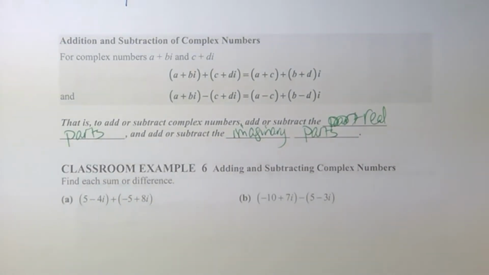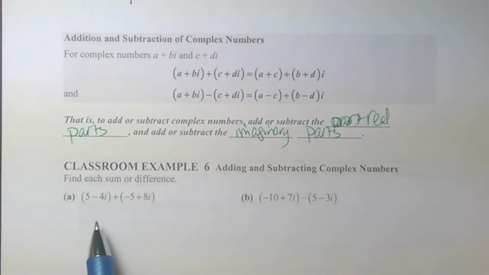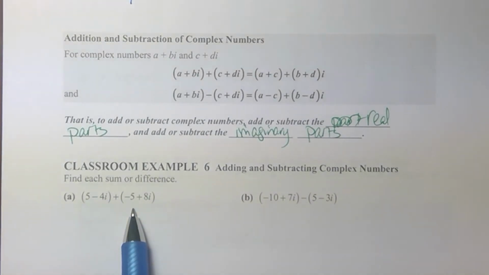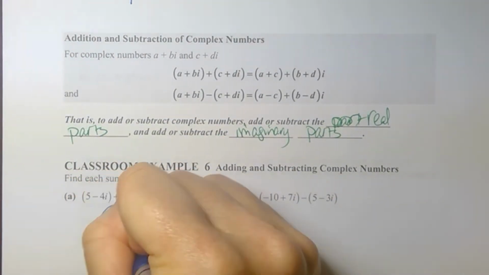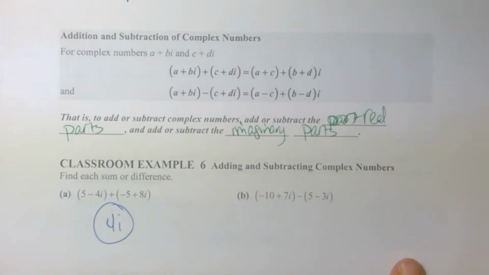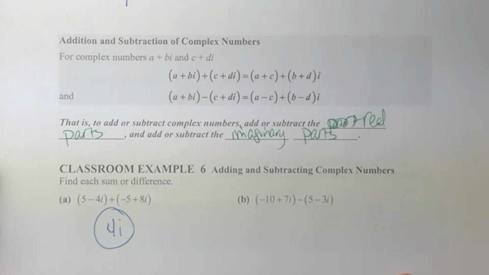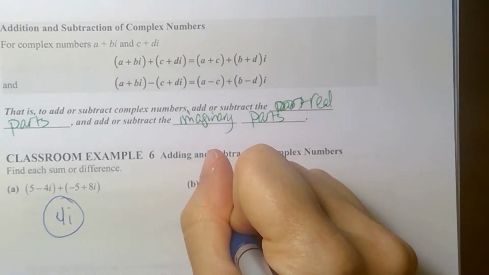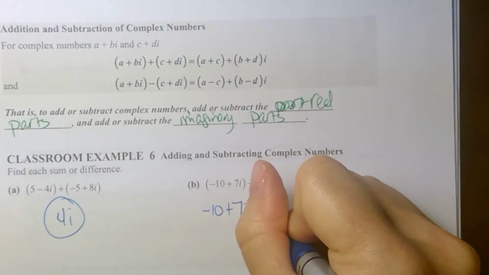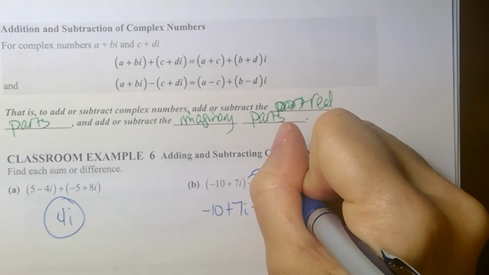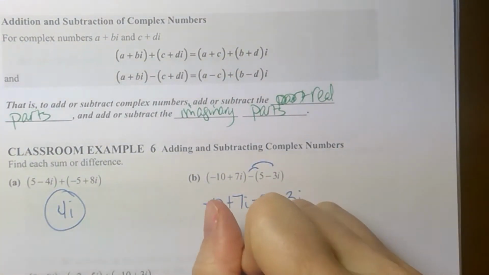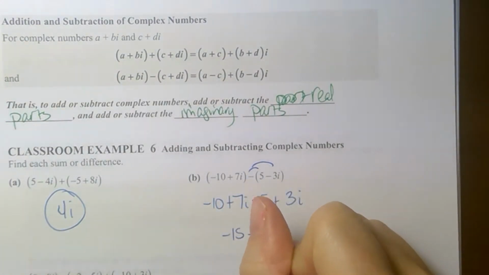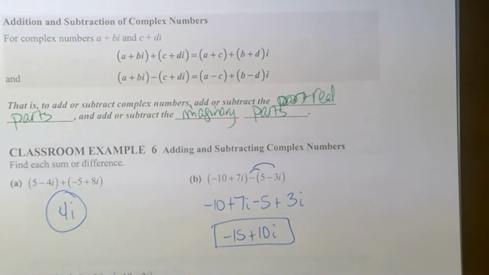All right, so here I'm adding. I have 5 minus 4i added to -5 plus 8i. Well, 5 and -5 are opposites. They add to 0. -4i and positive 8i give me a positive 4i. Here I'm subtracting. So what I'm actually trying to combine together is -10 plus 7i minus 5 plus 3i, because I distribute that negative inside my parentheses. And then I just combine the like terms. So I have -15 as my real part and plus 10i as my imaginary part.